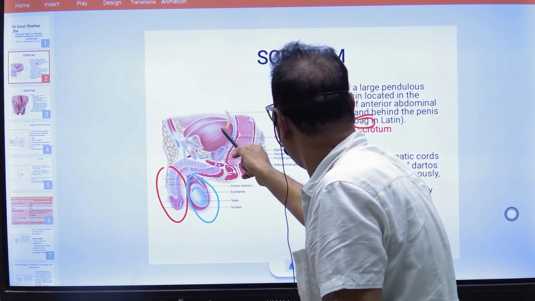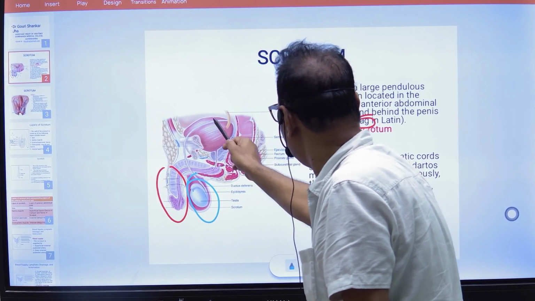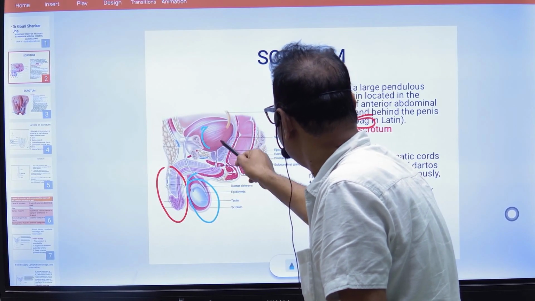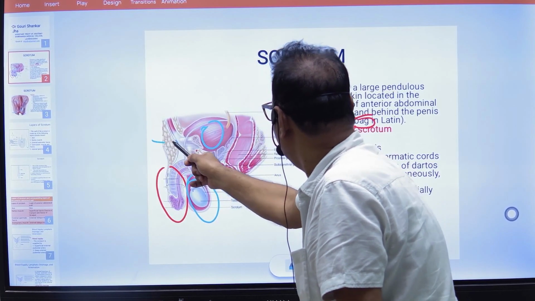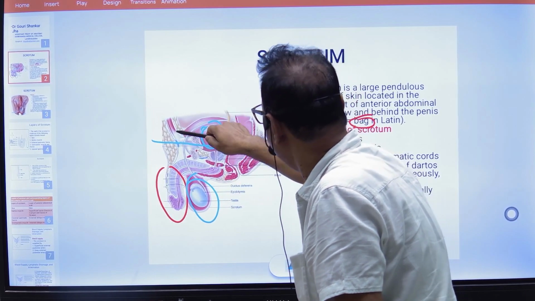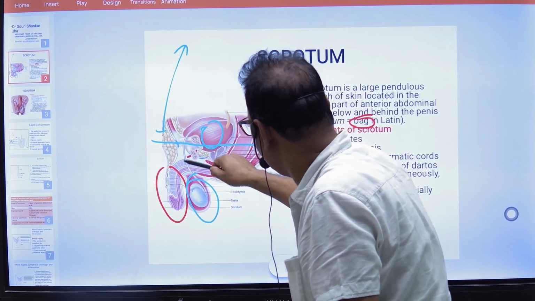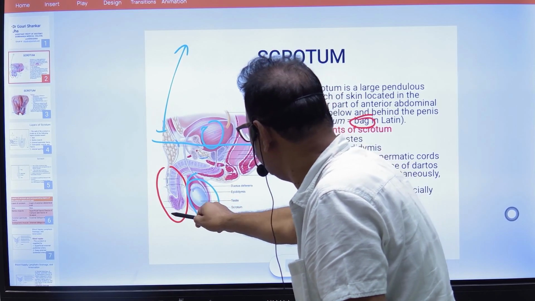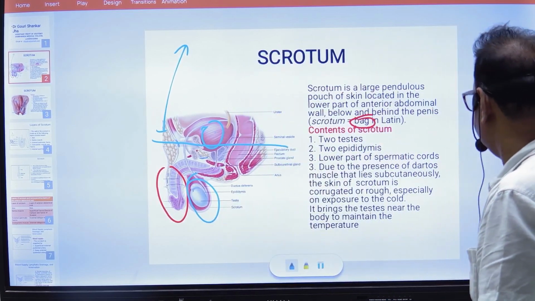This is the urinary bladder over here. If we mark like this, this upper part is the anterior abdominal wall, and below the anterior abdominal wall we have the penis and the scrotum.